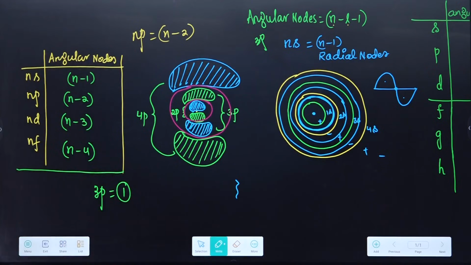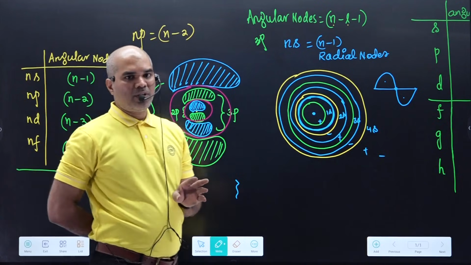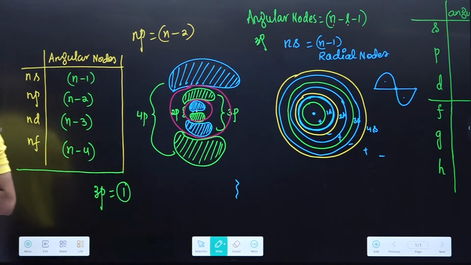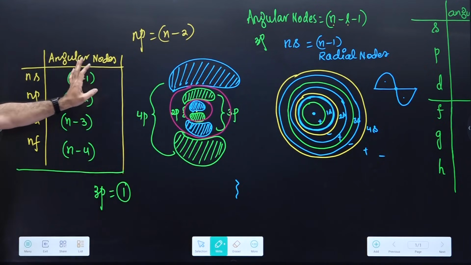What is the other name for the orbital quantum number? Azimuthal quantum number. Okay, write down a question. Is this done? Complete it. I'll just give you a small question.